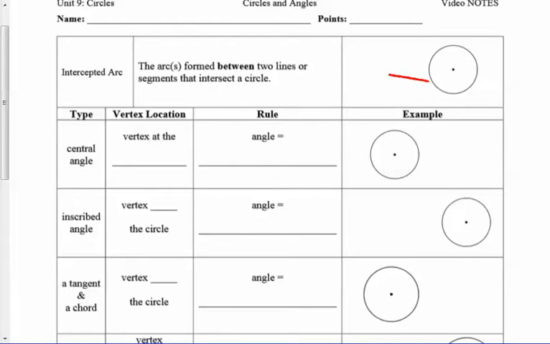Meaning if I have this segment here and this segment here, those segments actually intercept the circle and create two intercepted arcs. Intercepted arc A and intercepted arc B. Both A and B are intercepted arcs. They're the arcs that are between the two lines. Alright? So we'll be using that term throughout this video.